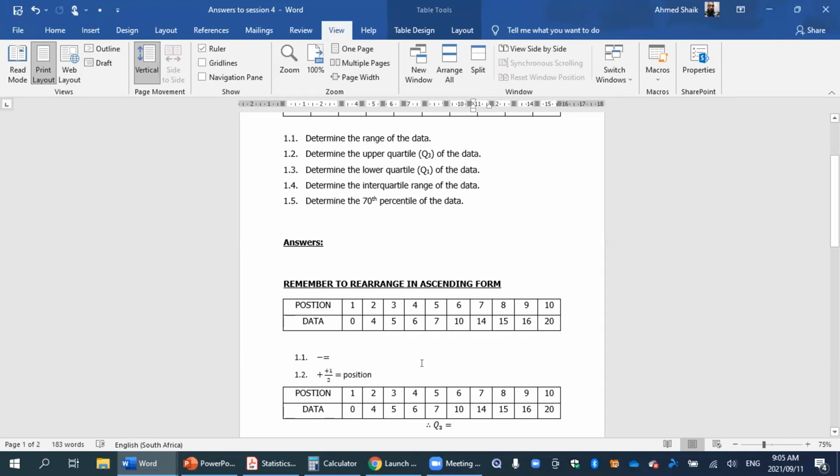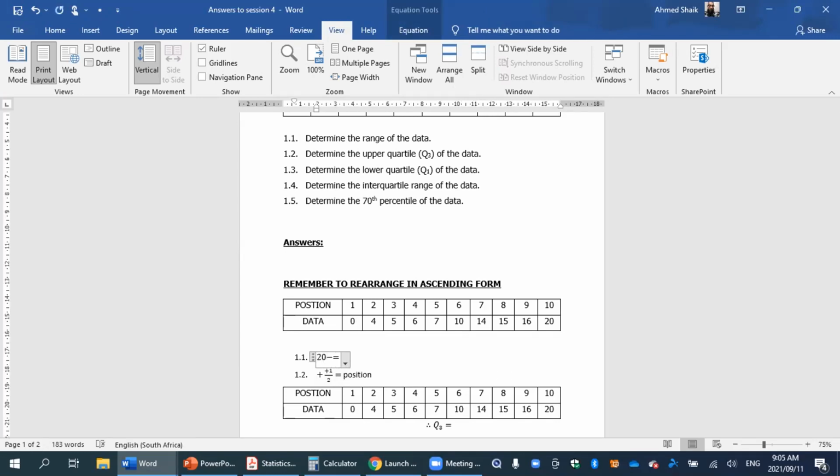We know the range is basically the highest value in the data set minus the lowest value in the data set. So my calculation is going to be 20 minus 0, and that gives me an answer of 20. So that tells me my range for this data set is equal to 20.